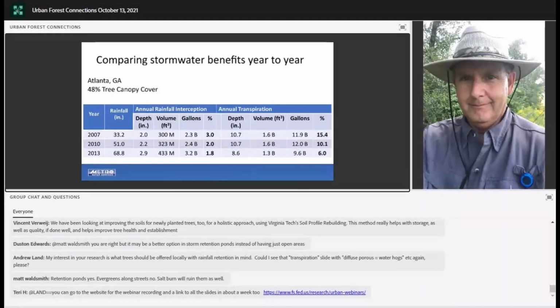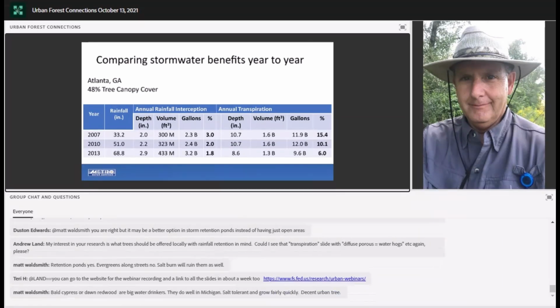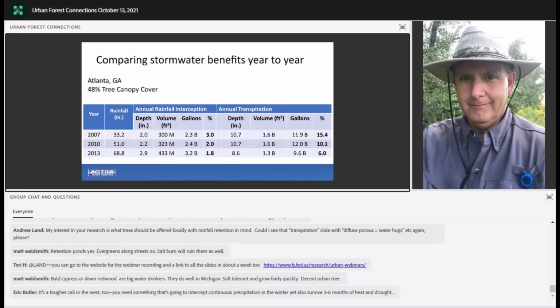I think I've got some time to talk about this. Going away from Nashville, I wanted to share a little bit about a project that we did in Atlanta when I was with the Forest Service. We did an iTree Eco study, and we were able to take our tree data and run it through various years' worth of meteorological data. We looked at canopy cover and its effects in a dry year, 2007, where we had very little rainfall, in an average year, 2010, where we had about average rainfall, and then in a very wet year, 2013, where we had an abundance of rainfall. We found that for annual rainfall interception, tree canopy cover really only intercepted about 2 to 3% of the total rainfall that fell on the city in those particular years.